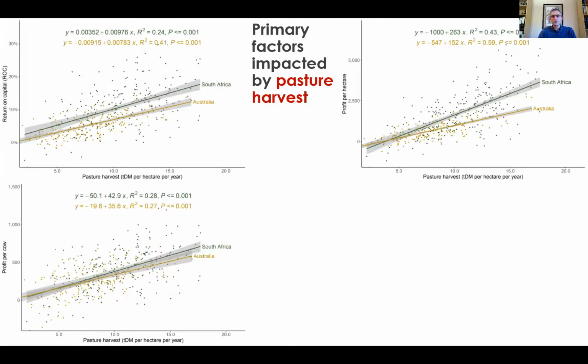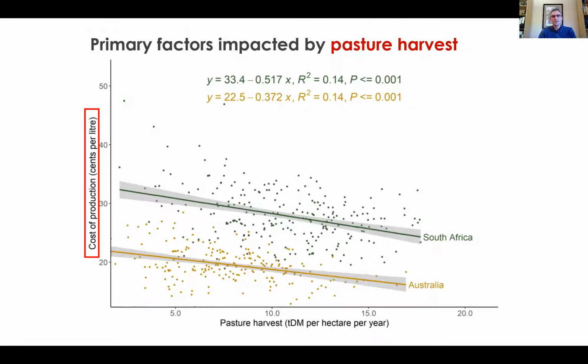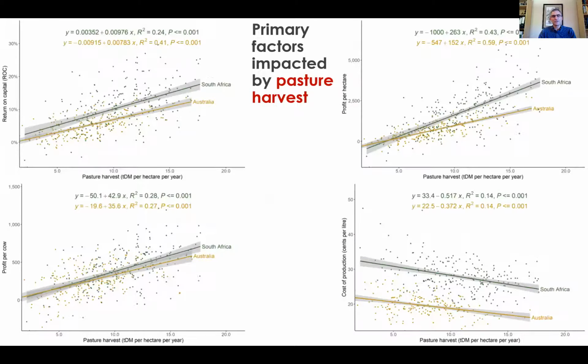I'm going to run you through quite a lot of graphs and build them into groups of 4. As you can see, the impact of pasture harvest on return on capital, profit per hectare, and profit per cow is similar, with increasing pasture harvest significantly contributing to an increase in profitability. This graph outlines the impact of pasture harvest on cost of production per litre. The two trends are similar and strong, with increasing pasture harvest contributing to a decrease in cost of production. So these are the first 4 graphs.